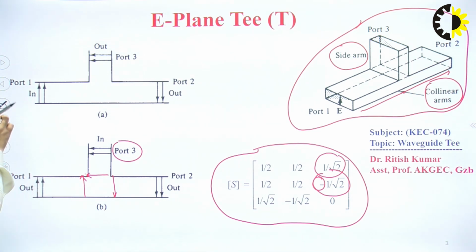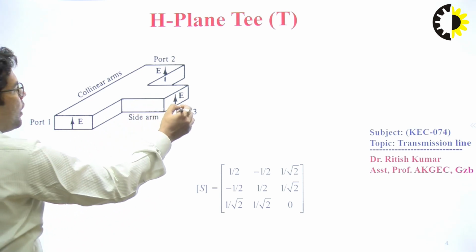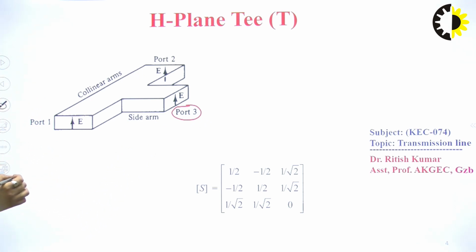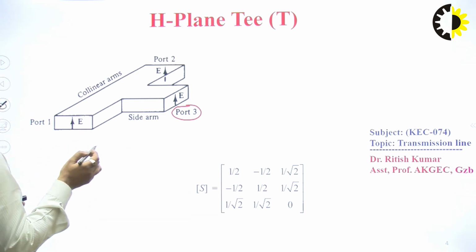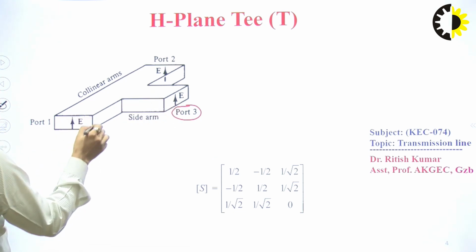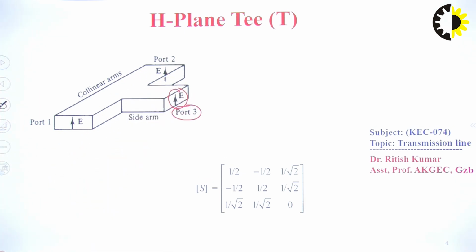And next is the H-plane T. We will discuss it. In the H-plane T, what we have observed in the E-plane T, we have the complementary nature of the E-plane T. In the E-plane T, if we apply the input signal at port number 3, we will have the signal out of phase. But in the case of the H-plane T, we can clearly observe that the direction of the E field is always the same as we have in the case of port number 3.